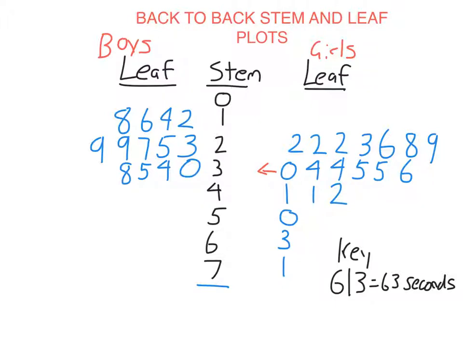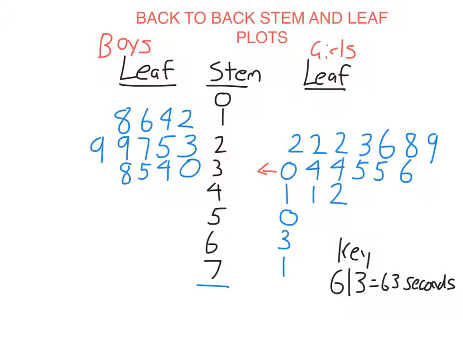Now you probably have some common sense ideas of how we would compare this data, and you probably have a conclusion mapped already. Who's faster, boys or girls? But let's see what we can actually get mathematically from this stem and leaf plot.